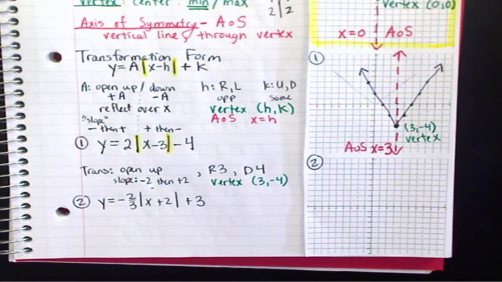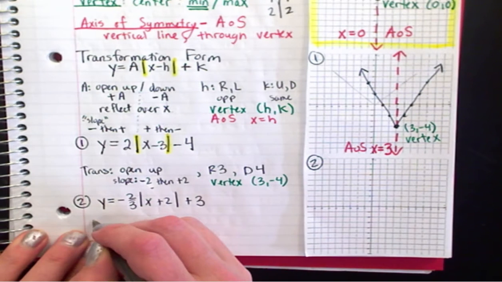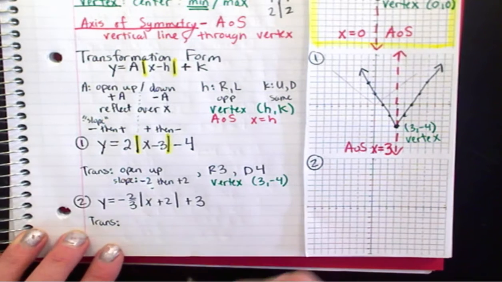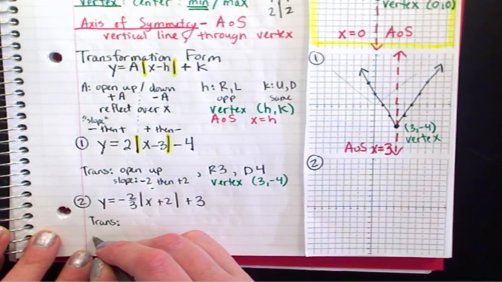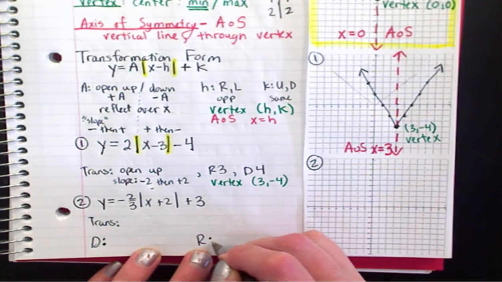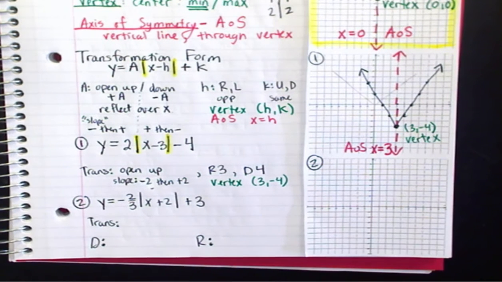Negative 2/3 absolute value of x plus 2, plus 3. Transformation. And then I'm going to add a domain and range characteristic, right? All previous information is fair game, guys. Can't forget it. It just pops up a little bit here and there.